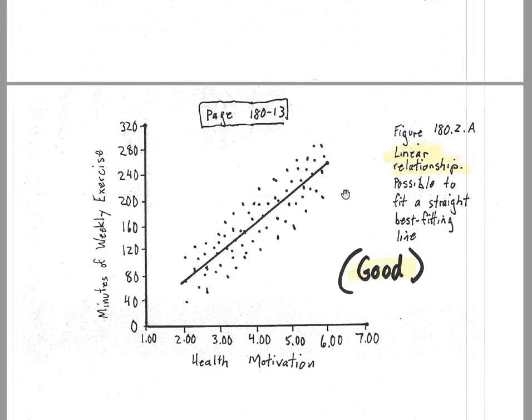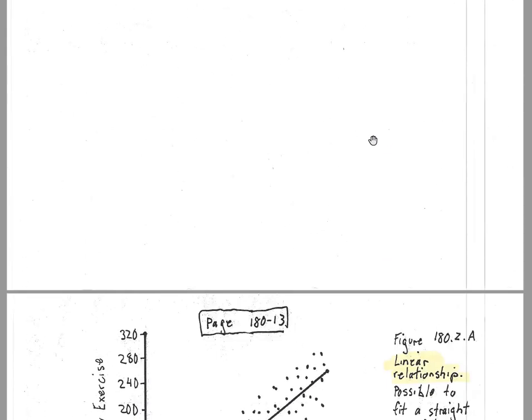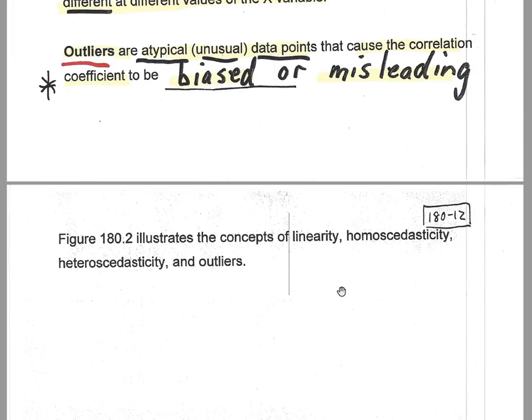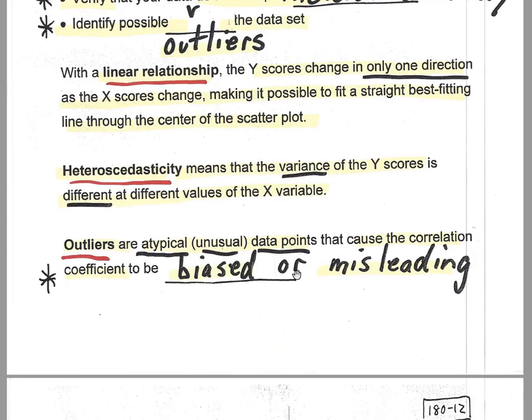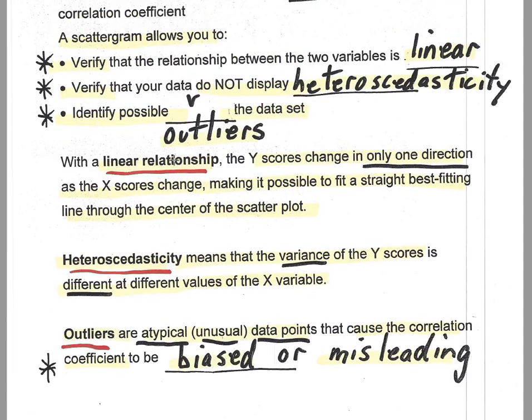Now, as long as we're looking at it, let's go back and look at the definition that I gave you before to make sure that definition makes sense. This was on page 11. It said, and this is the definition I showed you before, with a linear relationship, y-scores change in only one direction as the x-scores change.